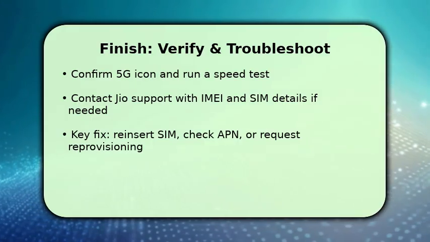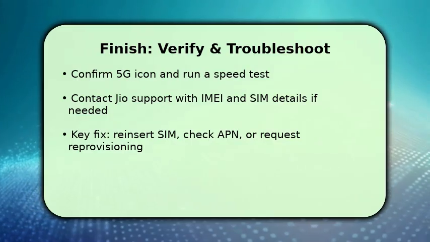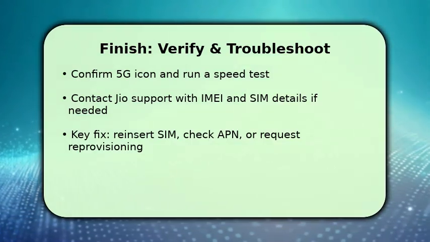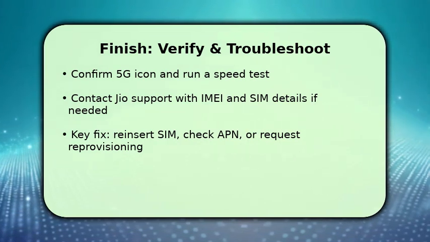As a key troubleshooting tip, reinsert the SIM, verify APN settings match Jio defaults, and ask support to reprovision the SIM. This resolves most provisioning mismatches quickly and gets you on 5G without delay.